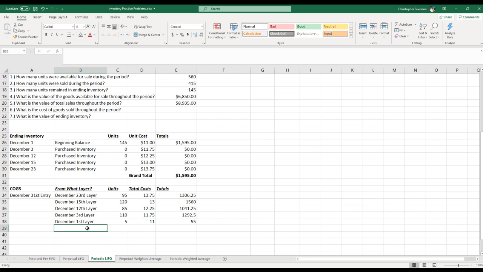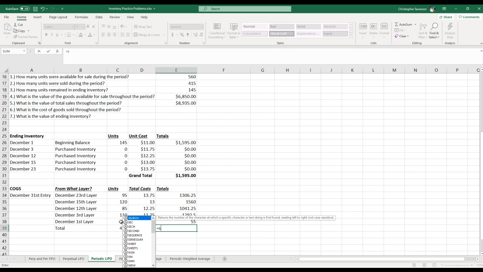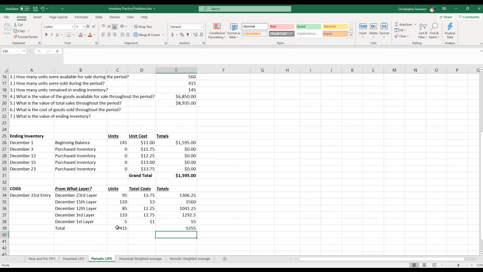So I'm going to do a total line here, just to make sure we have the right number of units and the right total. We need to figure out what the total is. 415 units, that's what we needed to sell. And you could also do a total back up here, which of course is just 145. That's all that's left, so that's a good check figure. We have the right number of units in ending inventory and in cost of goods sold. So we're good there. Just going to do a format here.